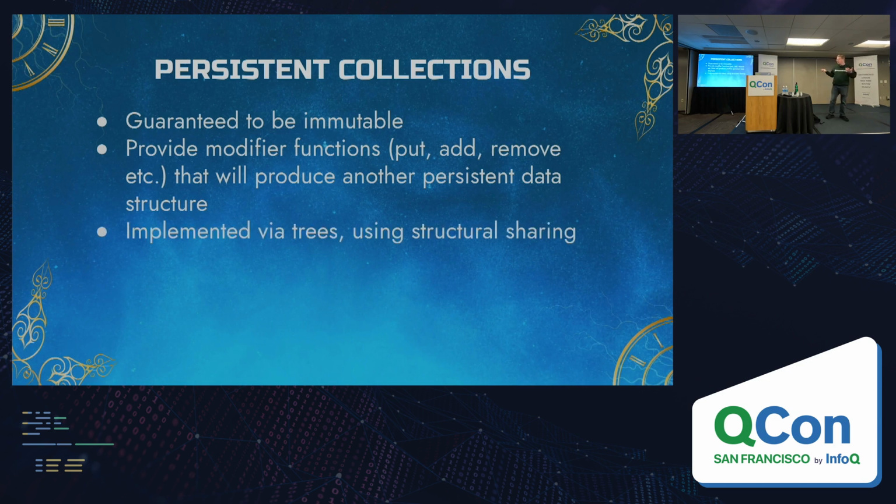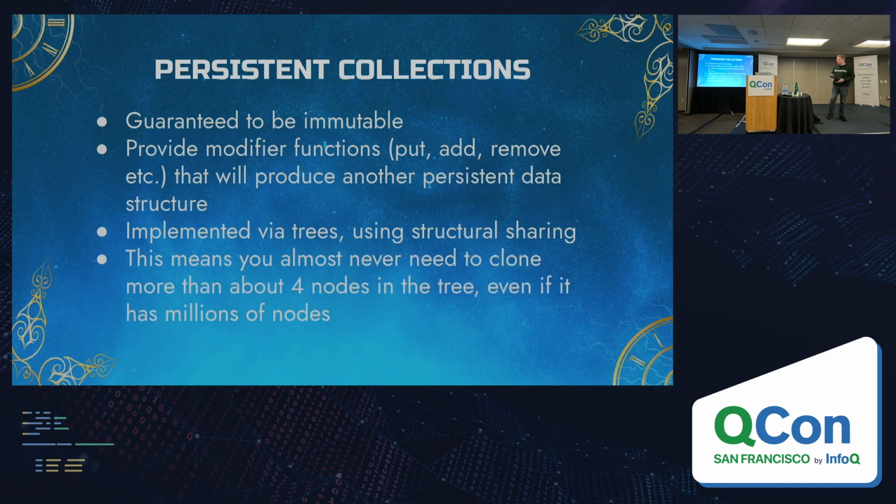The magic is behind the scenes they're implemented via trees, and they use structural sharing to share most of the memory that makes up the collection. So it's actually not nearly as expensive as you might fear. This was a hard thing for me to wrap my head around when I first started writing Clojure. I was like, that can't possibly be performant, but it's a really nice solution to the problem. So in practice, the way that they're implemented, you almost never need to clone more than about 4 nodes in the tree in order to make a modification to it, even if there's millions of nodes in the tree.